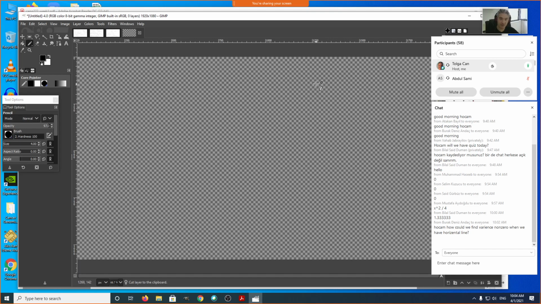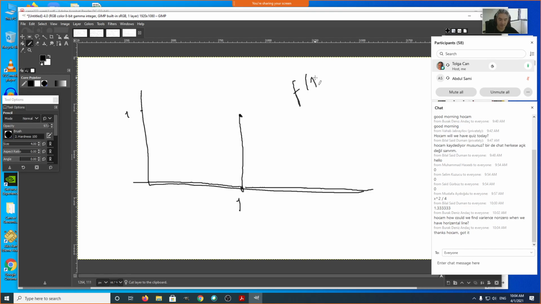F(x) is equal to 1 if x is equal to 1 and 0 elsewhere. Okay, if you look at this partially defined function, in this case, the variance will be 0.